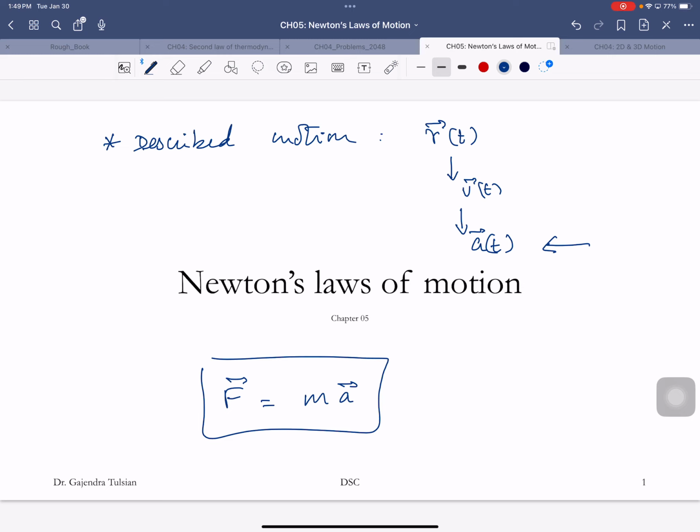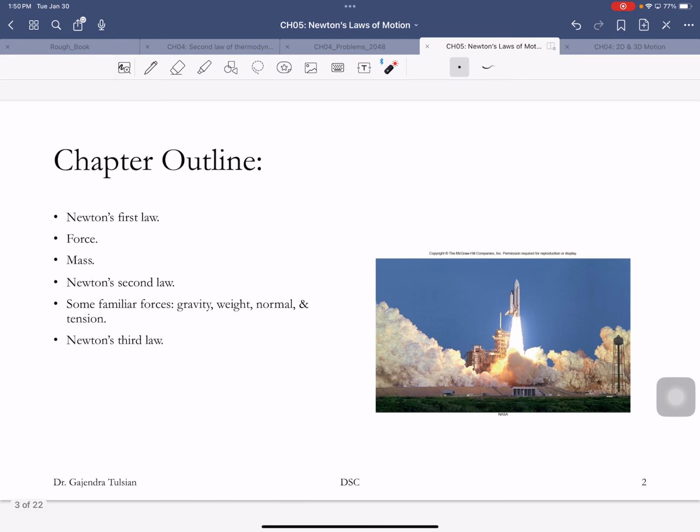So this subject is called dynamics, and this was called kinematics. Just terms, don't worry about it. Okay, so this is the most important equation that you need to know. And Mr. Newton figured this out. All right, so that's what this chapter is about.